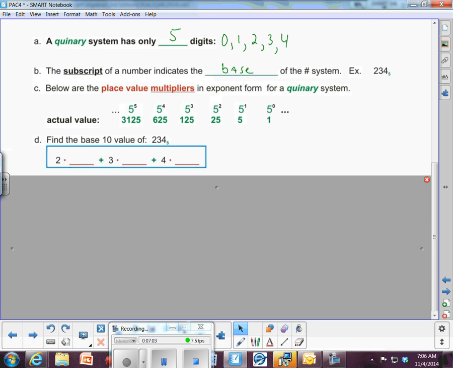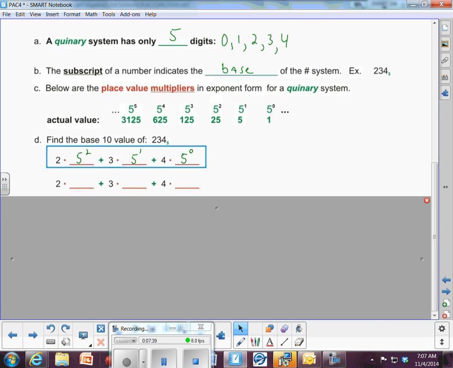Okay, so D says this: find the base 10 value of 234 base 5. So we need to write in our place value multipliers. Again, start on the right, and we're going to go 5 to the 0. Next, moving to the left, is 5 to the first, and then 5 squared. Next, we're going to do the actual value. And it doesn't matter which way you go on this one.